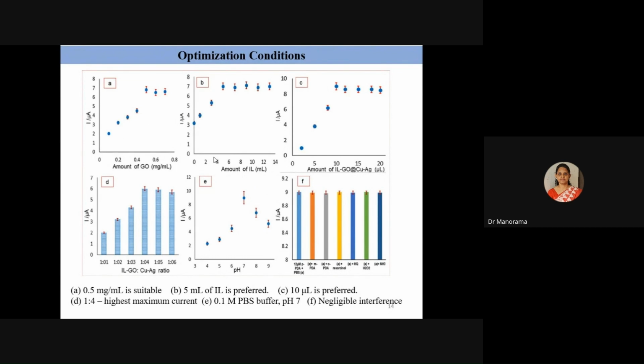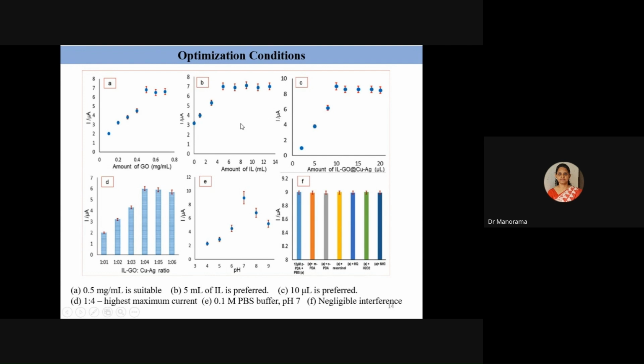So if we take 0.5 milligram per ml, it is suitable. Why? Because if we take more than this 0.5 milligram per ml, a resistance is created and the current drops. That's why we have also optimized the amount of GO here. So 0.5 milligram per ml is okay for the preparation of the nanocomposite.